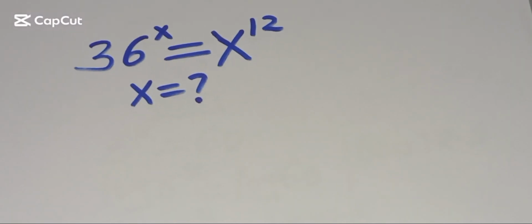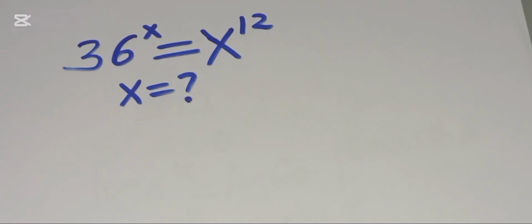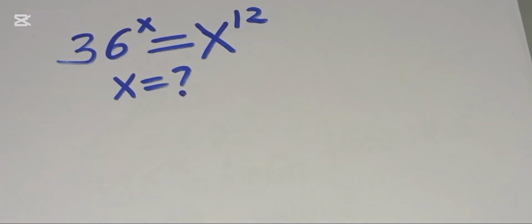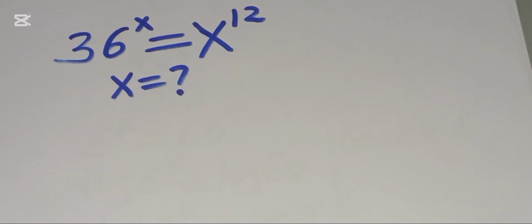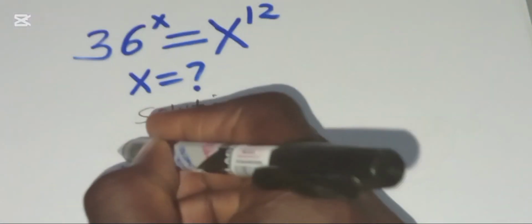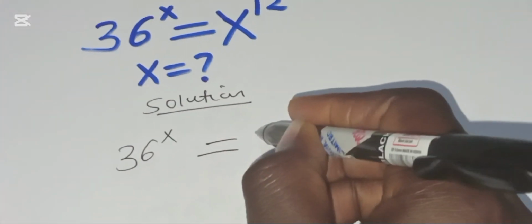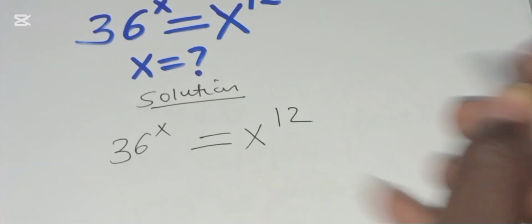Hello everyone, let's provide a solution to this nice algebra problem: 6 raised to power x is equal to x raised to power 12. So what is the value of x? Solution. We have that 6 raised to power x is equal to x raised to power 12.